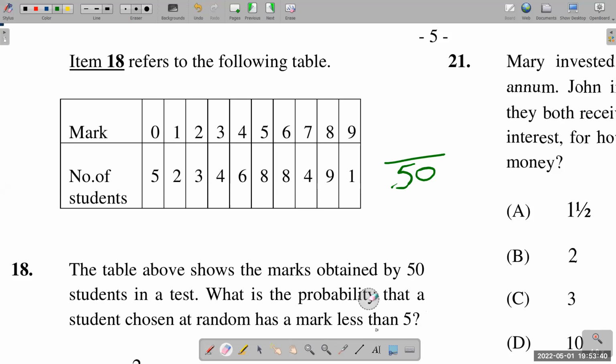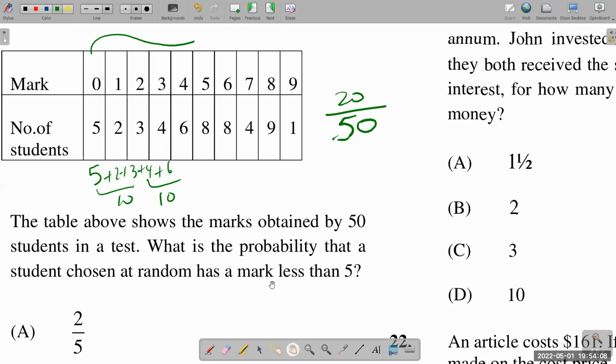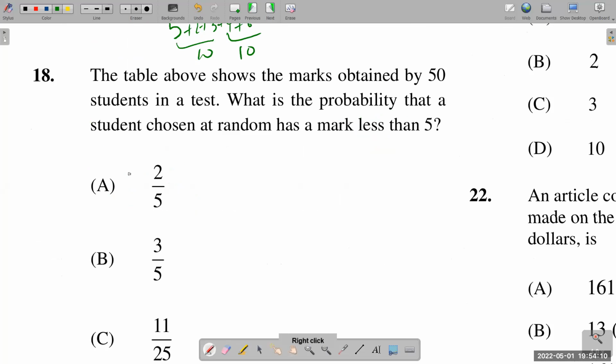So what are the numbers I should be adding up? Everybody, let's go. Which marks should I be adding up? From 0 to 5 or 0 to 4? Excellent, 0 to 4. So that number would therefore be 5 plus 2 plus 3 plus 4 plus 6. That's 10, that's 10. So that's 20 over 50. So that's 2/5. Answer is A.